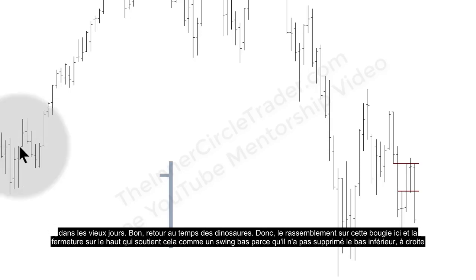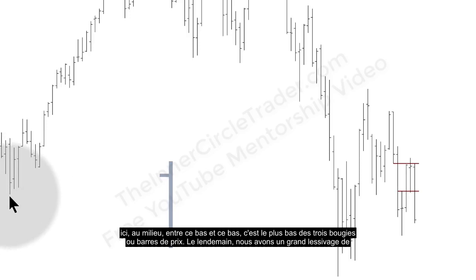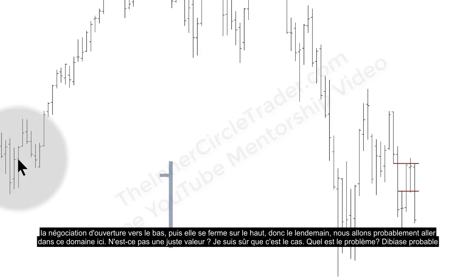So the rallying up on this candle here and closing on the high, that supports this as a swing low because it didn't take out that lower low right here in the middle. Between this low and this low, this is the lowest low of the 3 candles or price bars. The next day, we have a big washout from the opening, trading down, and then it closes on the high.